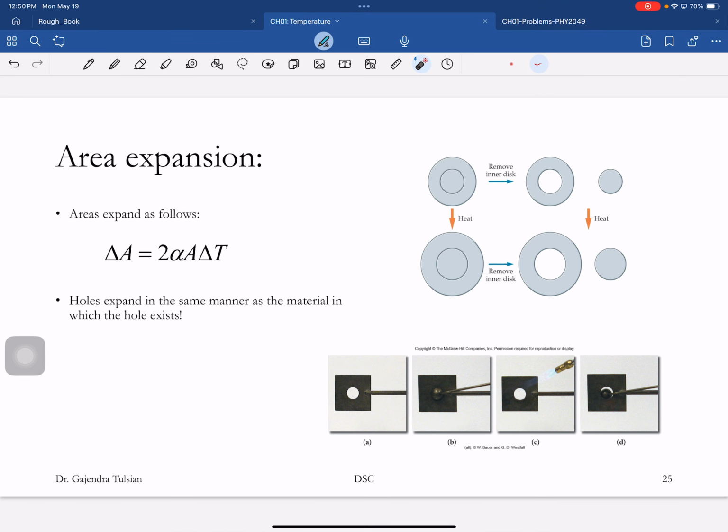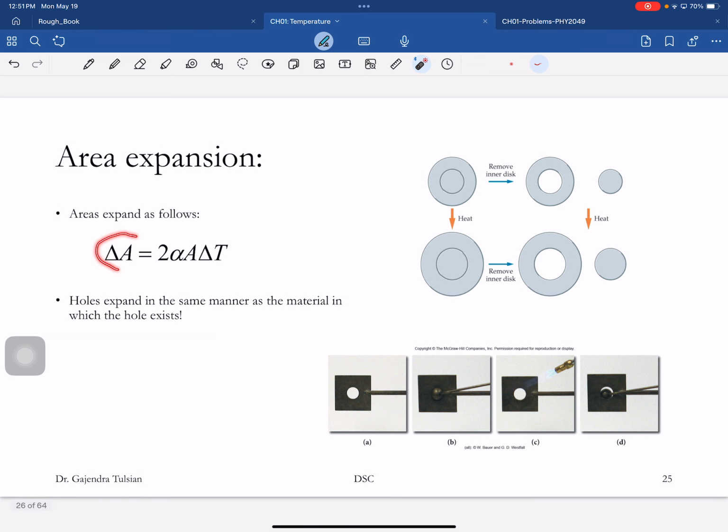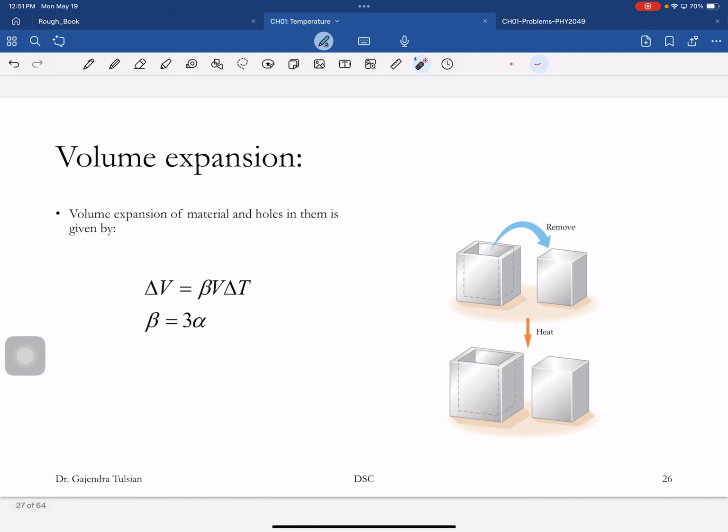Here we're doing the opposite. See, this ball wouldn't fit in that socket. You heat that, it expands, you fit the ball in the socket, and then let it cool down. All right, so this formula tells you area expands by 2 times alpha times area times delta T. Volume expansion is beta times volume times delta T, and beta is 3 alpha.